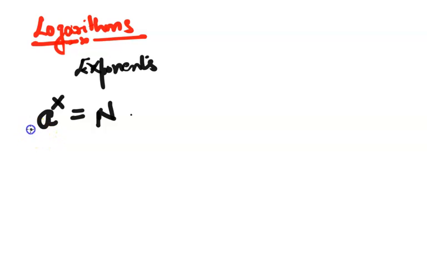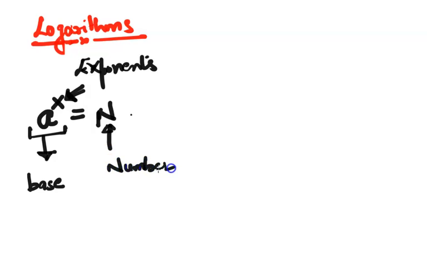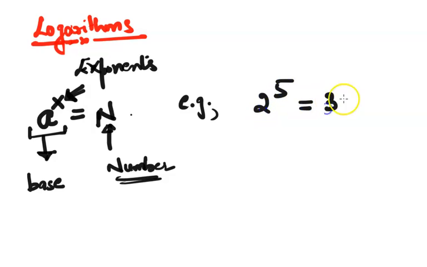There's a number a, which we call the base, when powered by x, which we call the exponent, gives you a number n, right? Example, 2 raised to the power of 5 gives you 32, right?